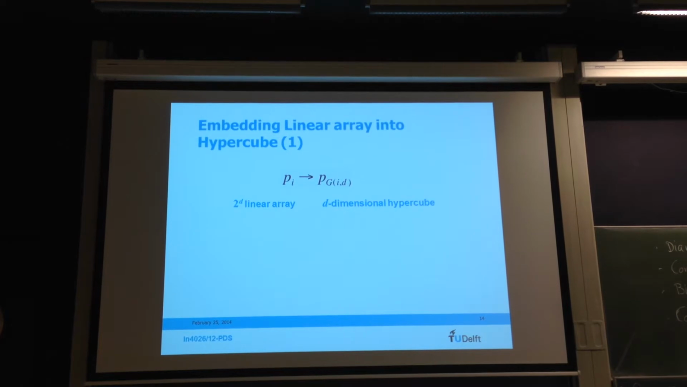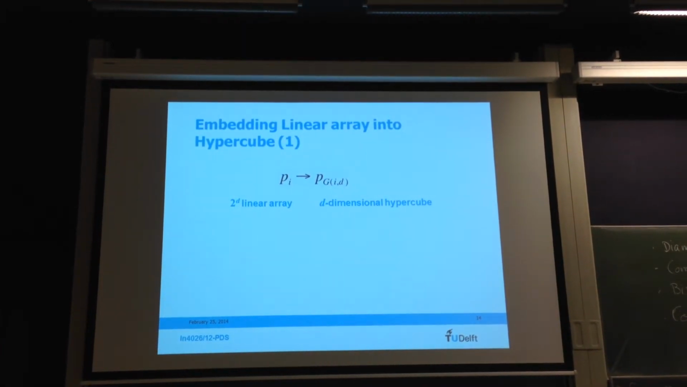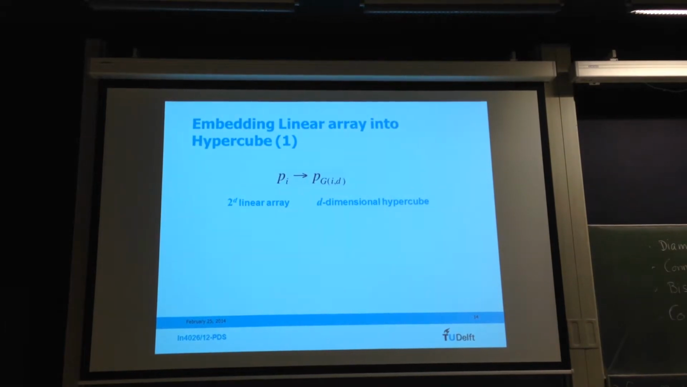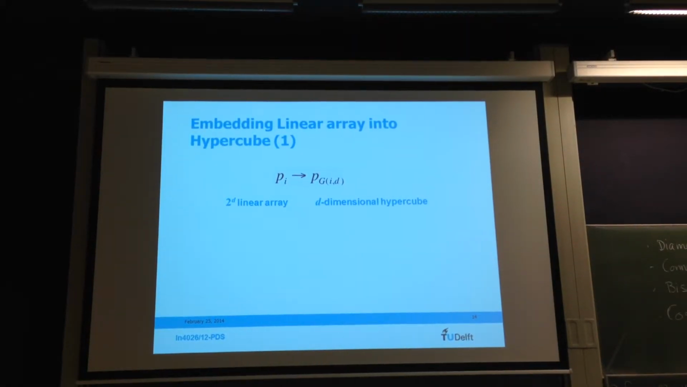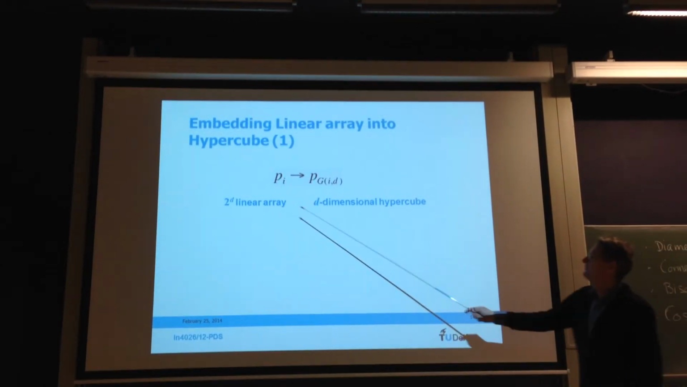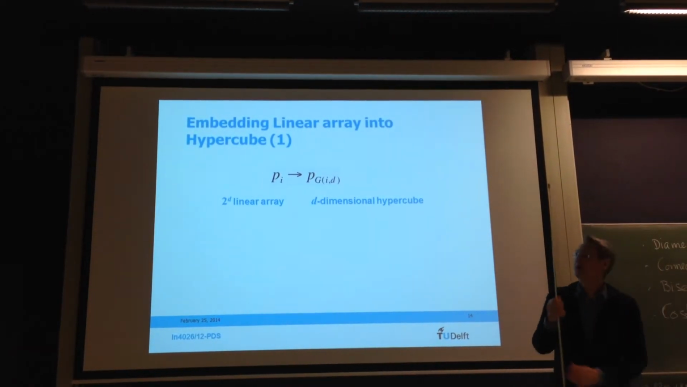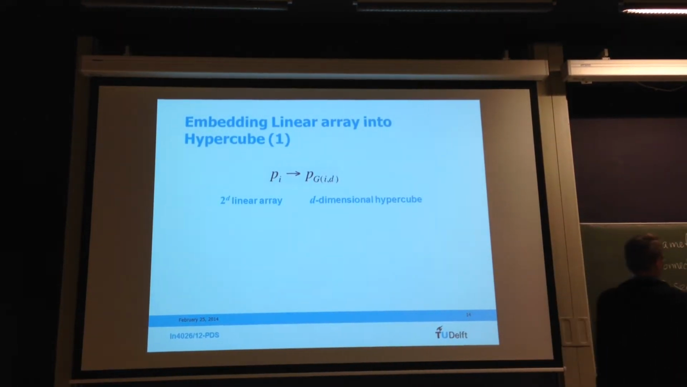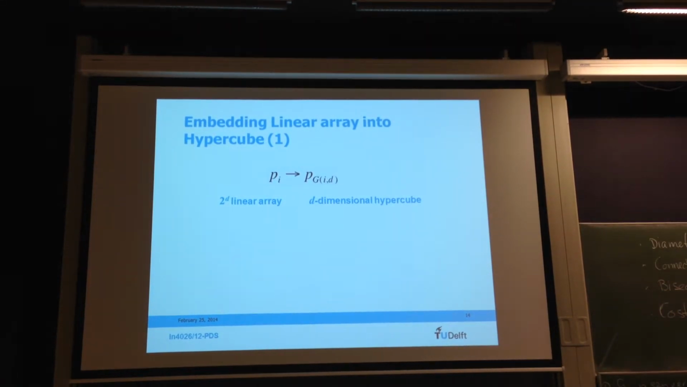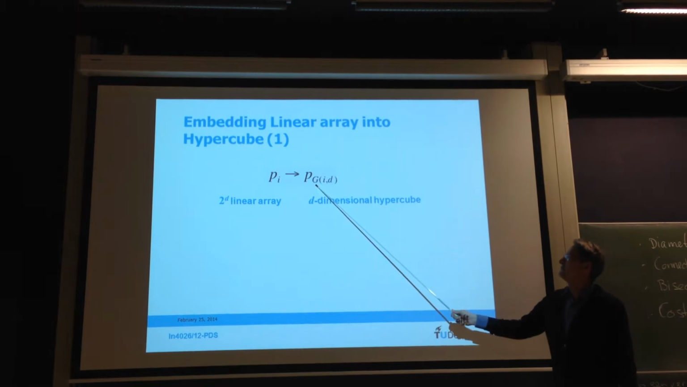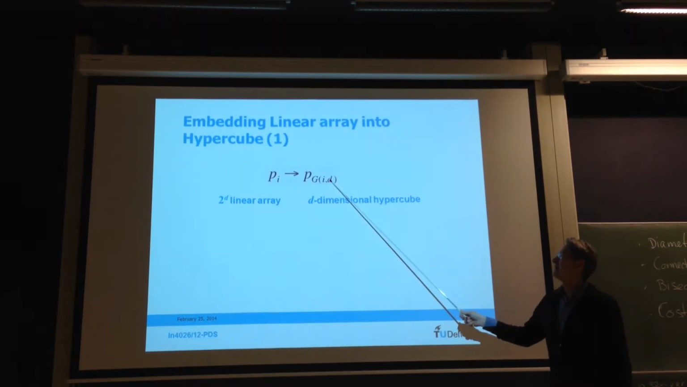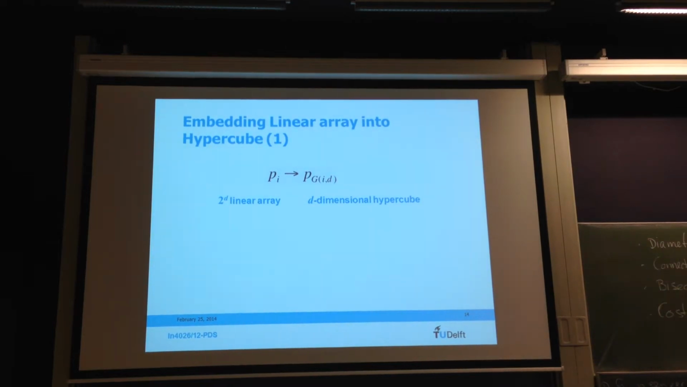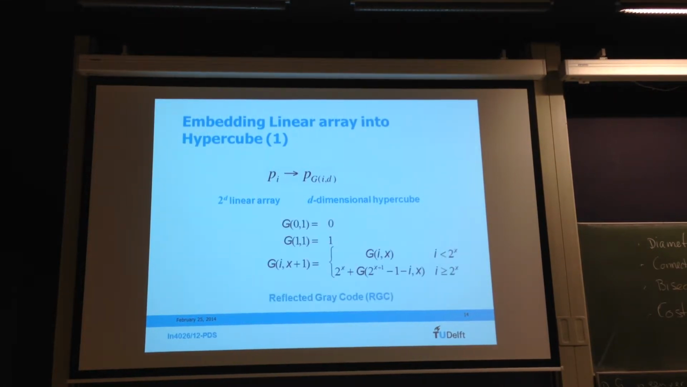For sake of simplicity, we take the size of the linear array equal to the dimensionality of the hypercube, right? So we have a 2 to the power d linear array and a d-dimensional hypercube, and we have a numbering of our linear array, say 0, 1, 2, 3, 4, 5, 6, and we need to find a function g which maps this index given a certain dimension of the hypercube. Can we do that? Well, the answer is yes, we can. Such a function g exists, and I'm going to give it to you. It looks like this.